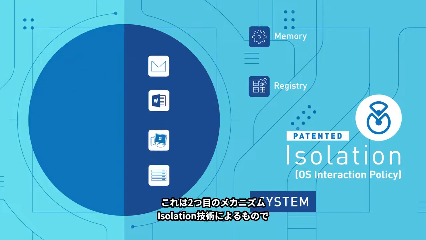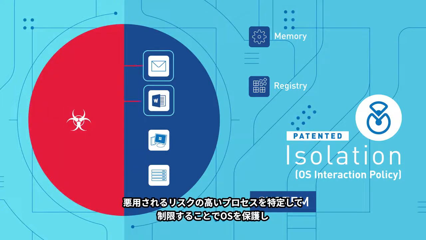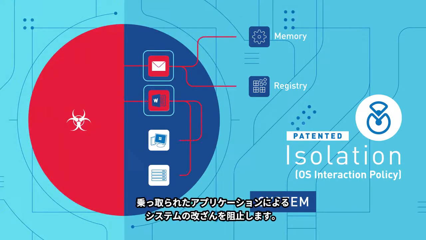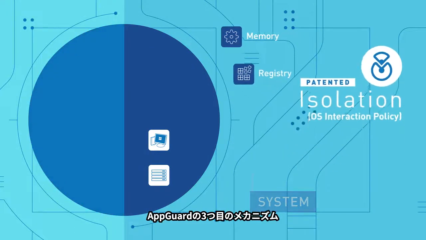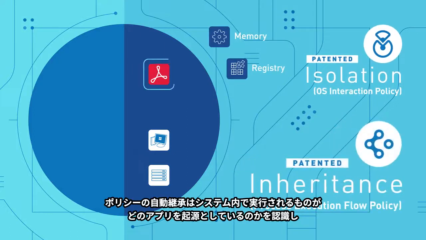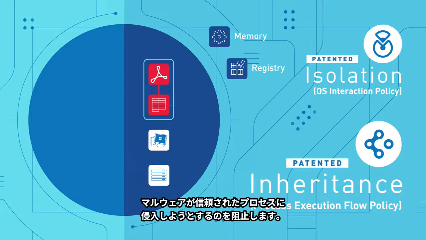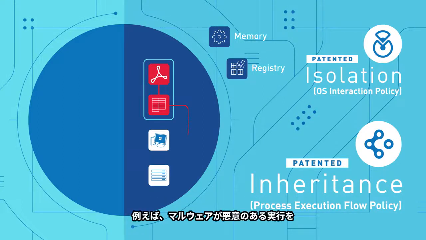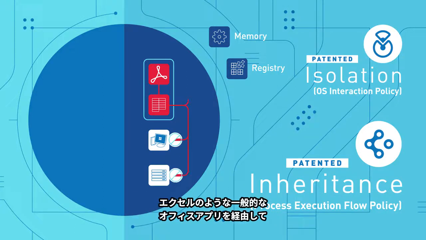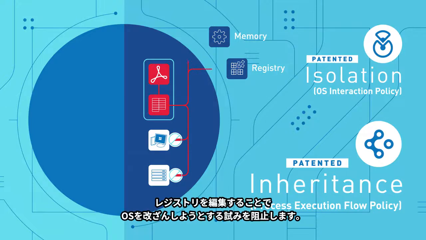By identifying and restricting high-risk processes with isolation, AppGuard further protects your operating system and prevents hijacked applications from editing your device's system. AppGuard's third policy, inheritance, recognizes where the request has originated from within your device, flags, and then stops the malware from trying to sneak in through trusted pathways. This includes when malware tries to route a malicious request via a common Office program, such as Microsoft Excel, to edit an OS application like regedit.